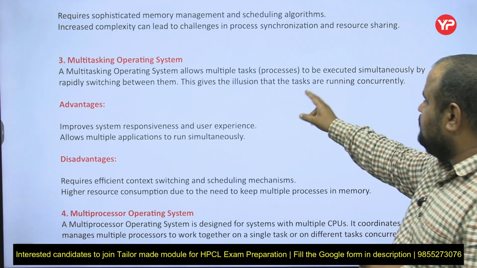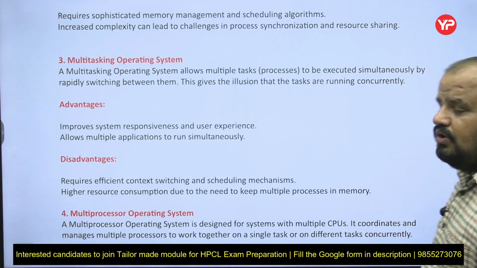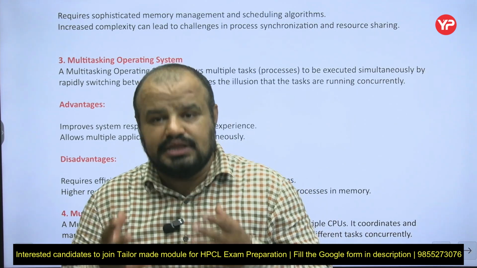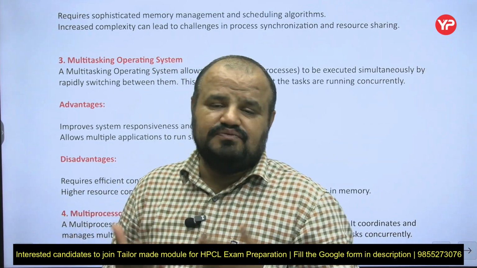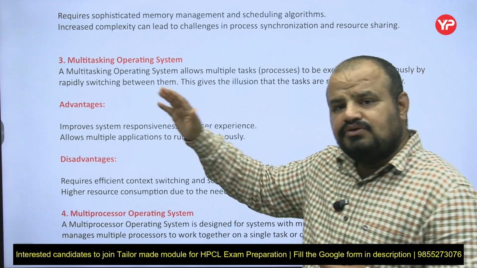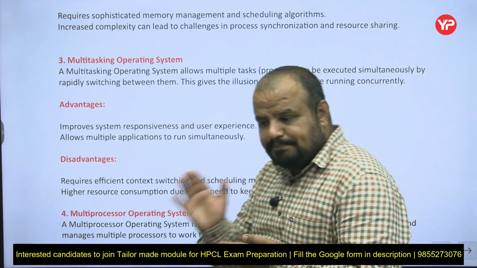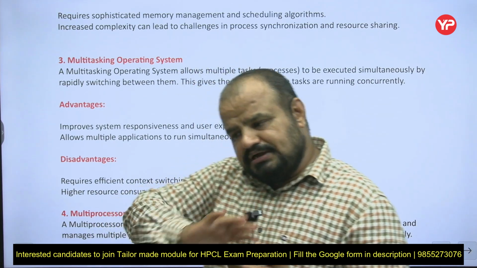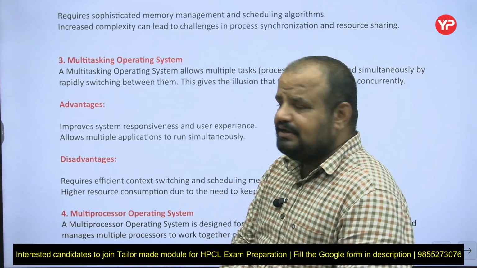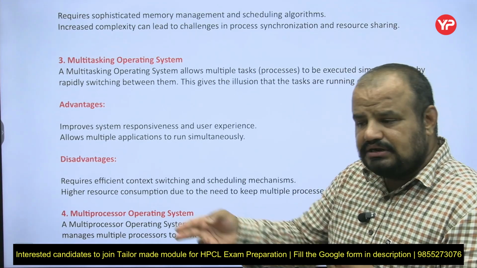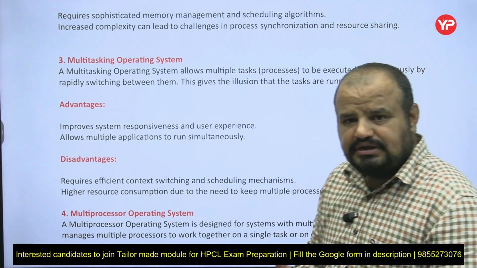This gives the illusion that the tasks are running concurrently. हमें लगता है कि वो टास्क concurrently हो रहा है, but एक्चुअल में वो नहीं हो रहा है, उनमें स्विचिंग इतनी फास्ट होती है. फाइन, that's the multitasking. So what is the basic difference between multi-programming and multitasking? In multi-programming, again multiple programs are executed simultaneously, but in multitasking, multiple programs are switching in a fast way.